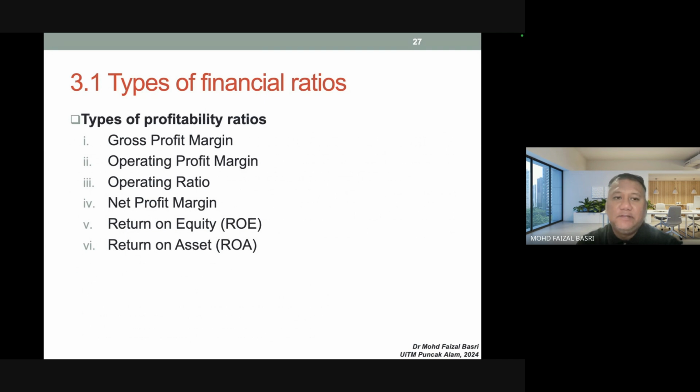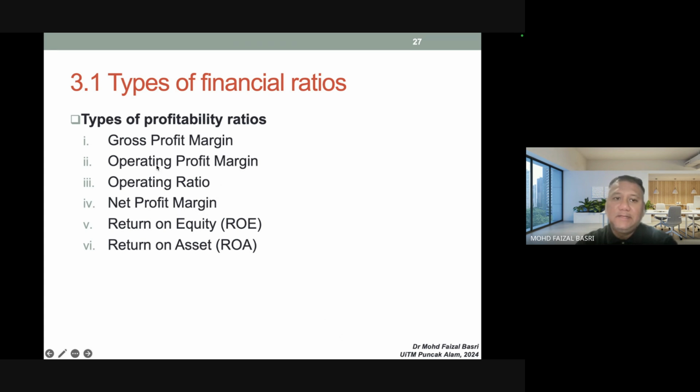We have 6 different ratios. Gross profit margin, operating profit margin, operating ratio, net profit margin, ROE, return on equity dengan return on asset ataupun ROA. Okay, so untuk profitability ratios ni, most of the names of the ratio ni indicates actually the formula. Okay, indicates the formula. So for example lah, the word margin yang you nampak kat sini, ada 3 ratios with margin, gross profit margin, operating profit margin and even net profit margin.